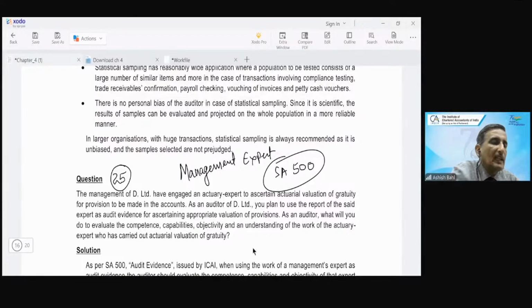Yes, come on, guys, quickly. How would you assess the competence, the objectivity, and understanding of the work of the actuary?